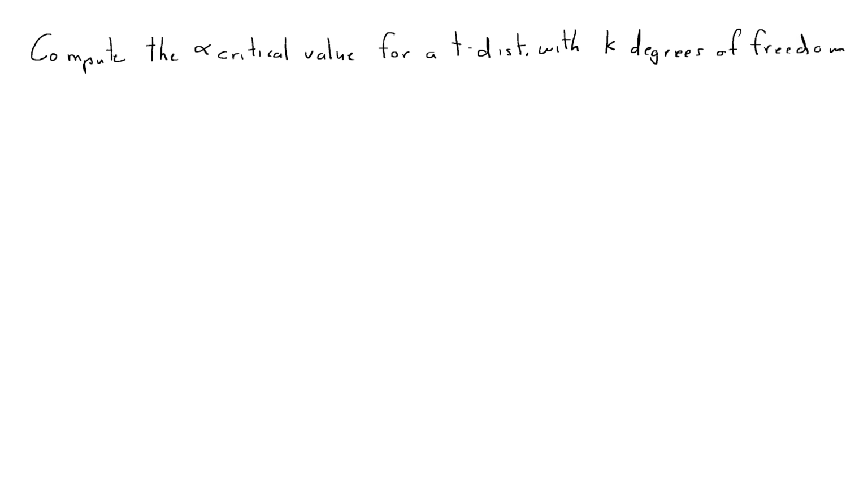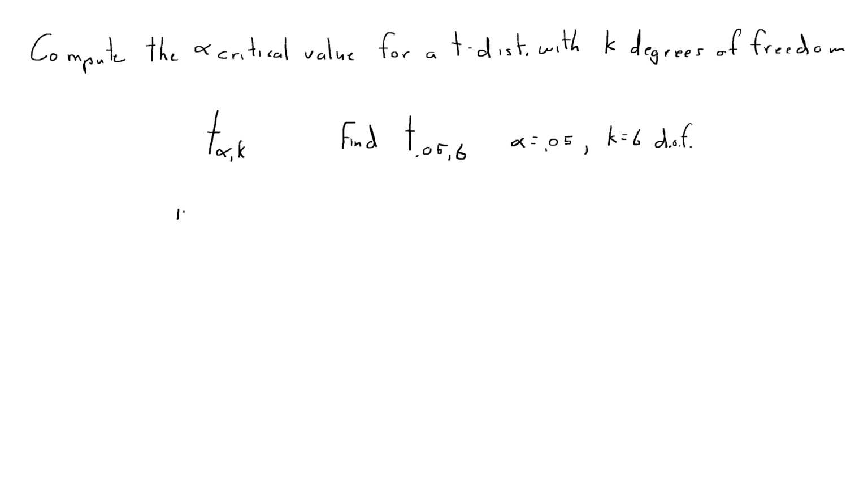So we're going to compute the alpha critical value for a t-distributed random variable with k degrees of freedom. Now the notation for something like this is going to be a lowercase t with two subscripts. The first one's going to be the alpha, the second one's going to be the degrees of freedom. So what we're going to find right now is t of 0.05 and 6. So the alpha is going to be 0.05 and the k is going to be 6 degrees of freedom.